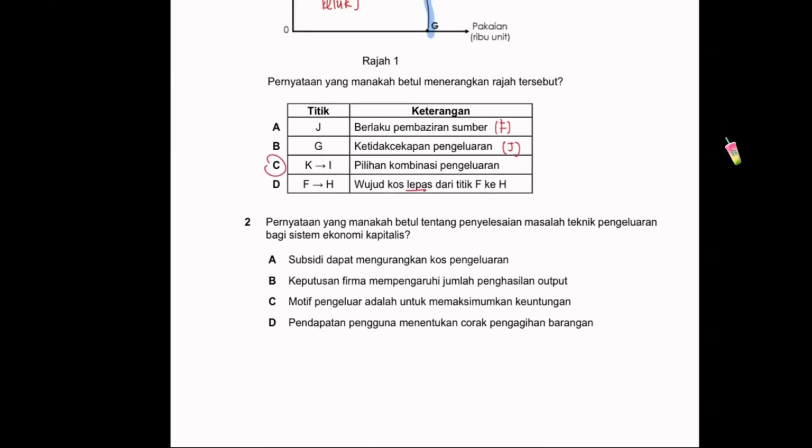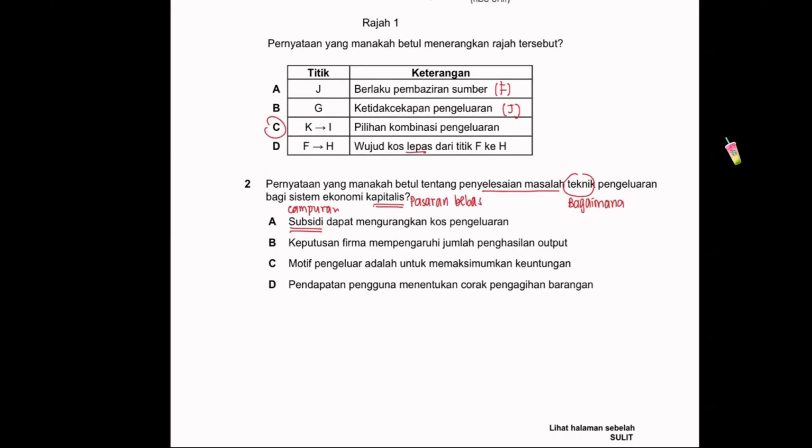And the next one. Penyata yang mana betul tentang penyelesaian masalah teknik. Teknik pengeluaran means what? Bagaimana, how. Bagaimana hendak dikeluarkan. When you see capitalist, yesterday we talked about it. Capitalist means pasaran bebas. Pasaran bebas, how they choose technique or why they want to choose technique. When you see subsidy, this is campuran, because capitalists don't give subsidy. Government doesn't campur tangan.